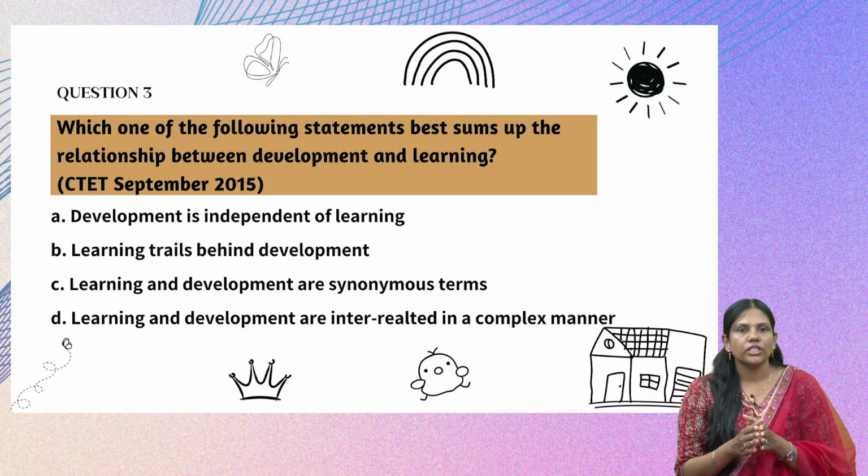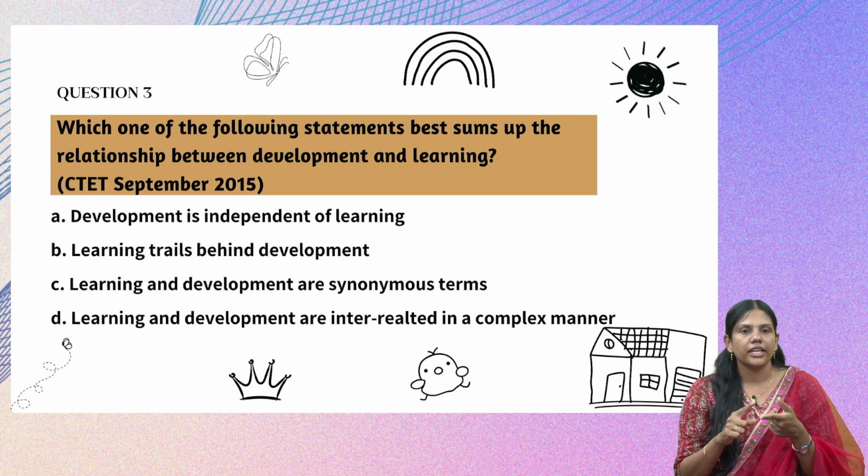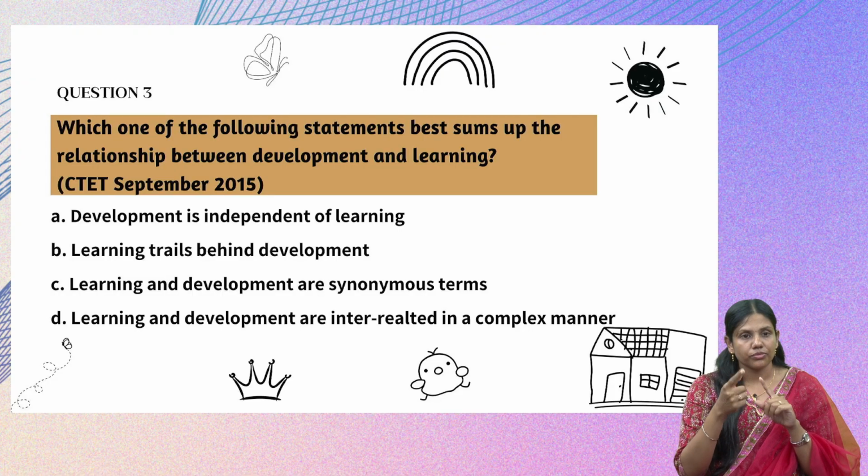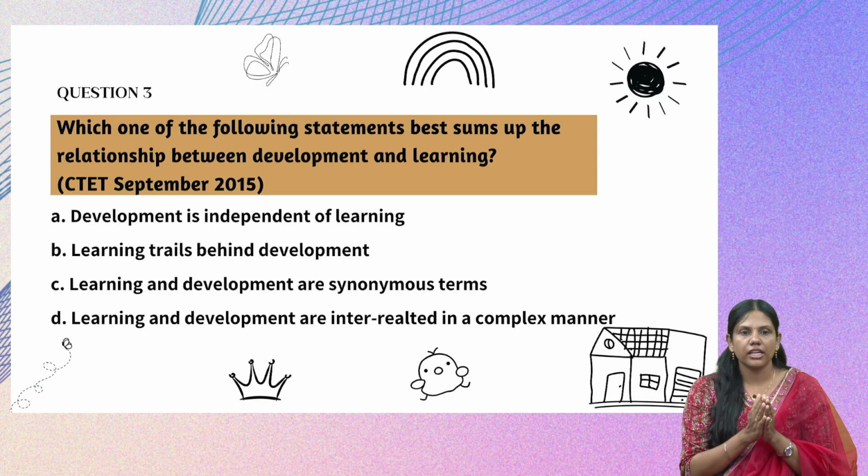The next question is, which one of the following statements best sums up the relationship between development and learning? Development is independent of learning. Learning trails behind development. Learning and development are synonymous terms. Learning and development are interrelated in a complex manner. When we discussed the relationship between development and learning, we have seen they are interdependent. One depends on the other. But the first option says development is independent of learning. So that is an incorrect answer.